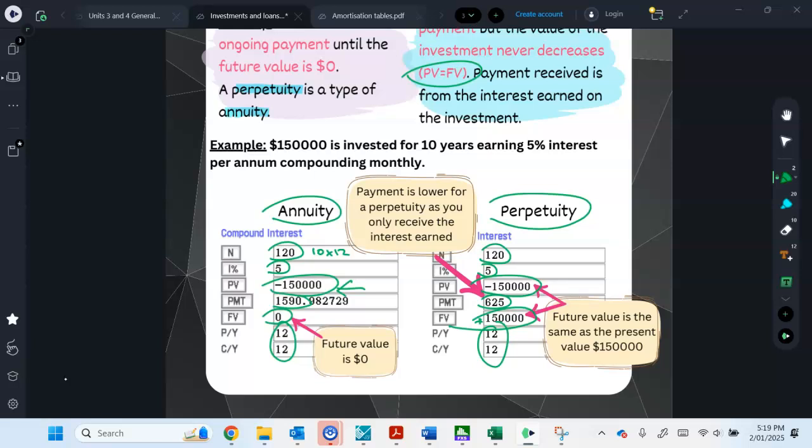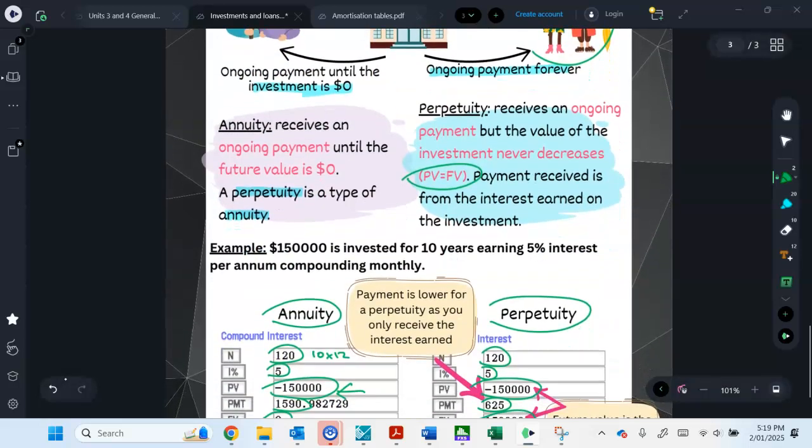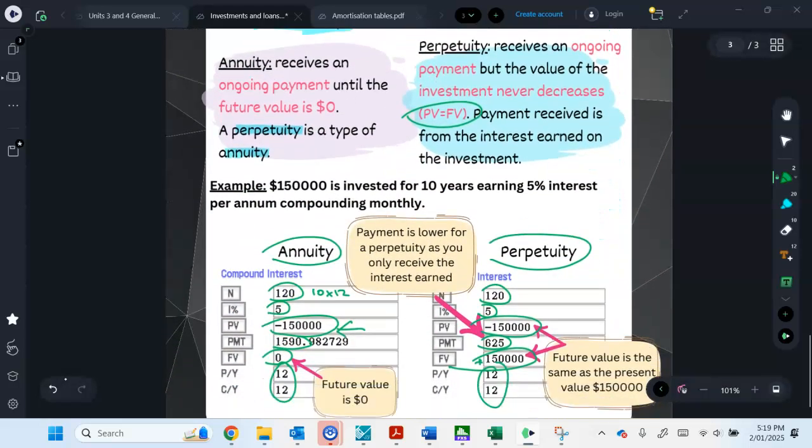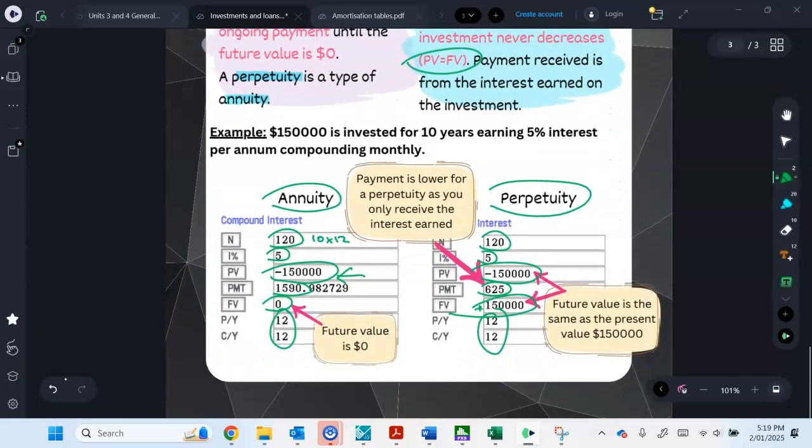So after the 120 months or the 10 years, maybe this couple here in New York think, all right, we're still alive in 10 years. Maybe they're a bit younger, maybe they're 60. So let's just live off, maybe not live off, maybe that $625, they throw a party each month or something.